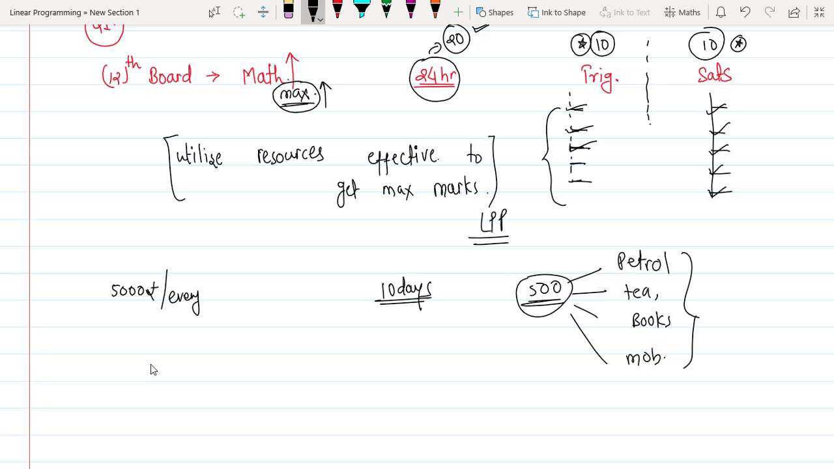Now what you will do, you decide the priorities. We decide the priority on which things I should spend more money to achieve this objective. 5,000 rupees every month मुझे spend करना है maximum. Okay, so this is the linear programming approach. Okay, so I hope you have understood this.